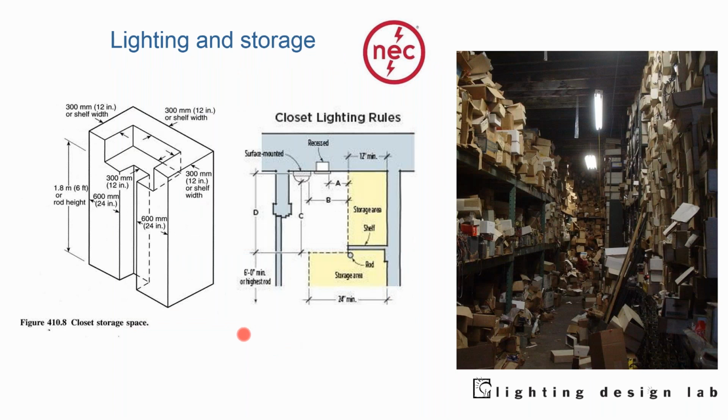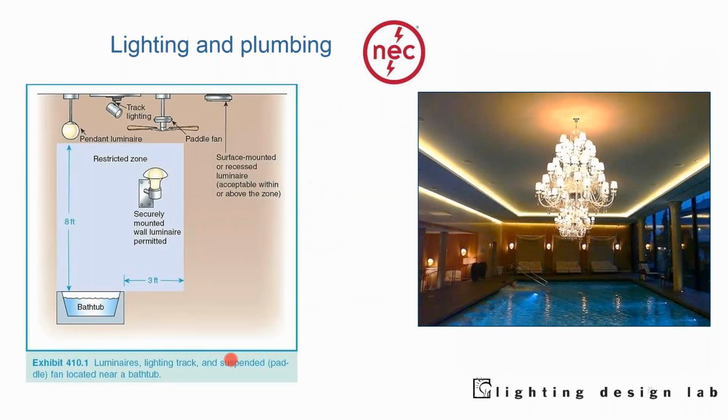This gets into lighting. The NEC has things about storage areas and where lights can be in relation to storage, with different dimensions and spacing, so that we don't have things that are electrically energized near combustible material. Additionally, it covers where electrical things can be in relation to water. They don't want people getting electrocuted.